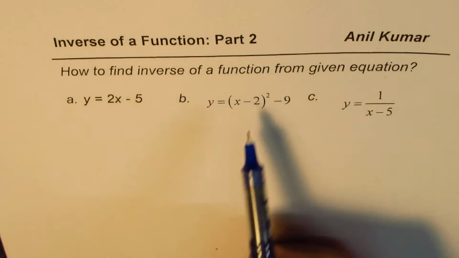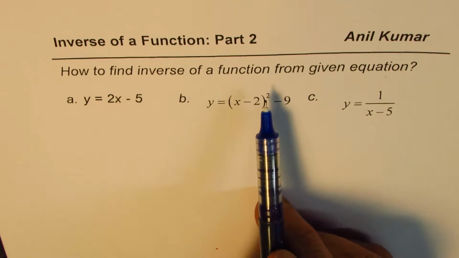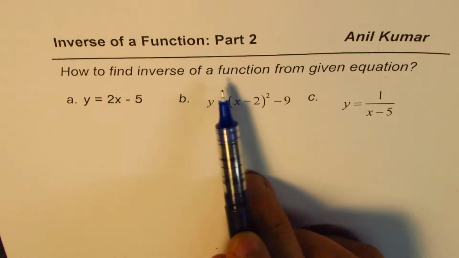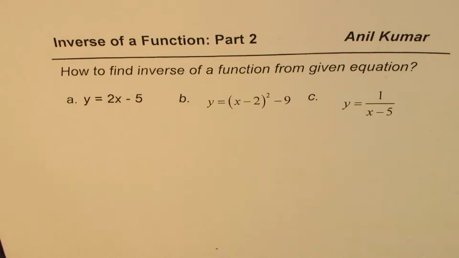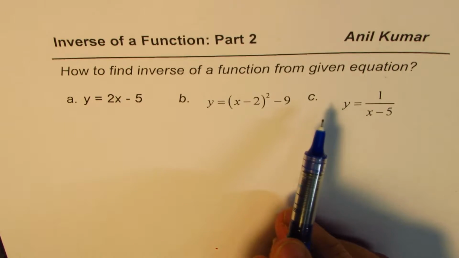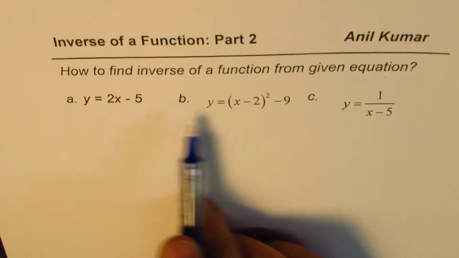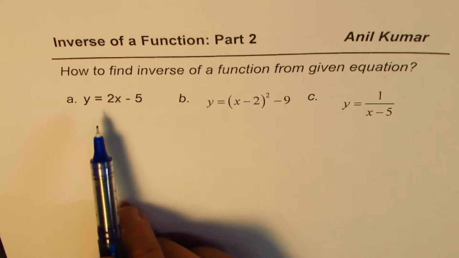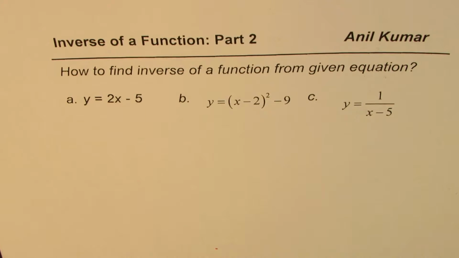In part 1, we looked into finding the inverse of a function when we are given a graph or different conditions: mapping diagrams, table of values, coordinate points. And now we will discuss how we find the inverse of a function when the equation is given to us. So I've taken 3 different types of equations. This video is going to be lengthy as we are going to discuss all 3.